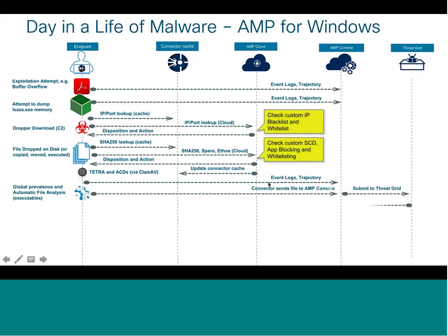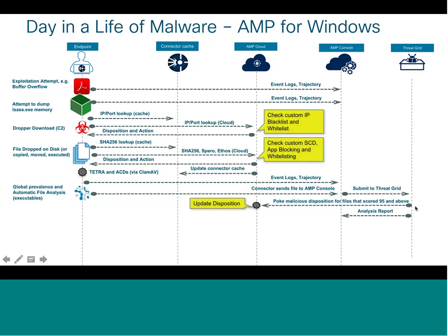Finally, if that file is considered to have low prevalence across the global install base, around fewer than 10 systems that have observed a particular executable, that executable could be requested by the AMP console automatically to be uploaded, if configured to do so. So there is a low prevalence feature which allows files to be automatically uploaded to the AMP console, from where they get uploaded to ThreatGrid.